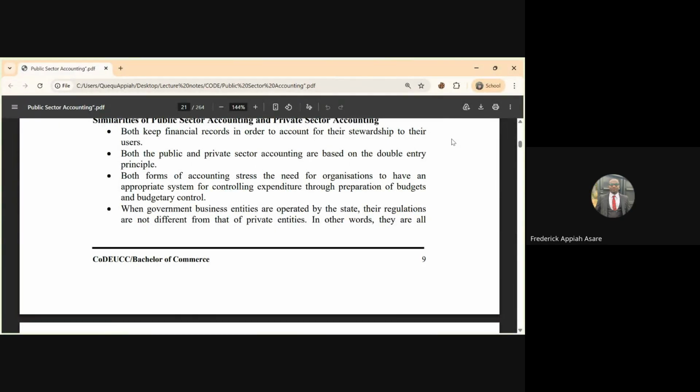So they both stress accounting control. They always stress managing your expenditure so that you don't overspend, because if you overspend, it will end up affecting the entire profit the organization has made. So both private sector accounting and public sector accounting are concerned about preparing budgets and making budgetary controls for them.